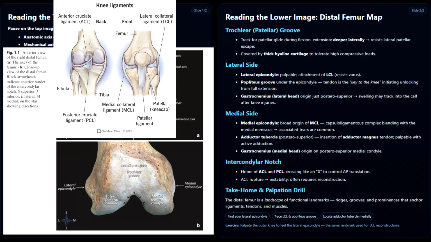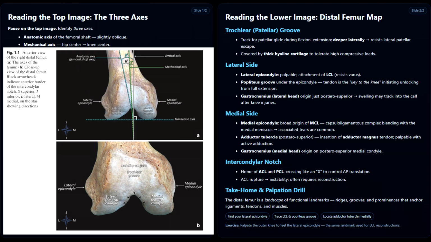Finally, the trochlear groove you see anteriorly is not just smooth bone. It is covered with thick articular cartilage, among the toughest in the body. This adaptation is crucial because the patella slides over it thousands of times per day, bearing high compressive loads.